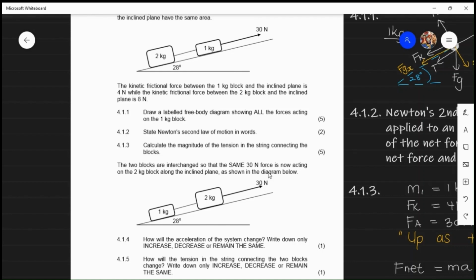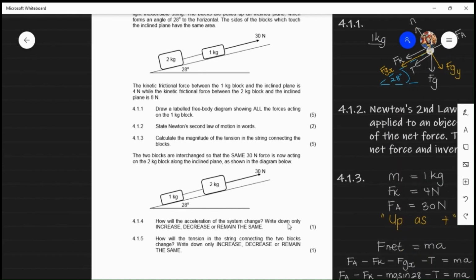So our question 4.1.4, how will the acceleration of the system change? Write down only increase, decrease, or remain the same. So the acceleration of our system would remain the same. It would not change. Something interesting to take note of is that the acceleration on an inclined slope is dependent on the angle of inclination of that slope. The reason being is because our force Fgx, which is the parallel component of gravitational force, is dependent on the angle of inclination of our slope.